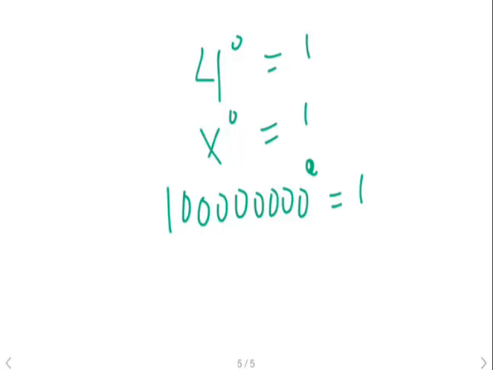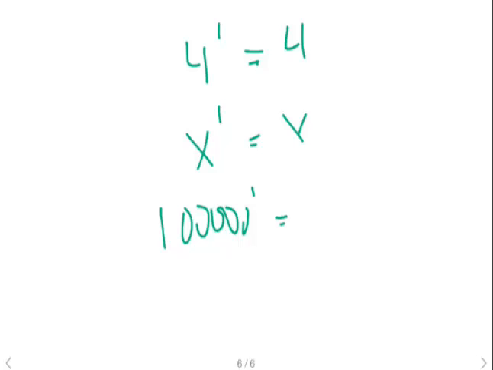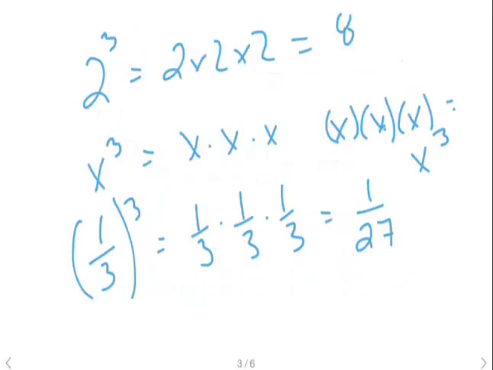Another type of rule to understand is that anything to the 1 is itself. So 4 to the 1, x to the 1, whatever that number was, to the 1, that's just equal to itself. Okay? So to the 0, it is equal to 1. To 1, it is equal to itself. The base to the power, and the power is the exponent. You're going to multiply that base by itself the amount of times that the exponent says to. So that should be enough at this point to get you through the exponent section of GED math, which we're going to learn.